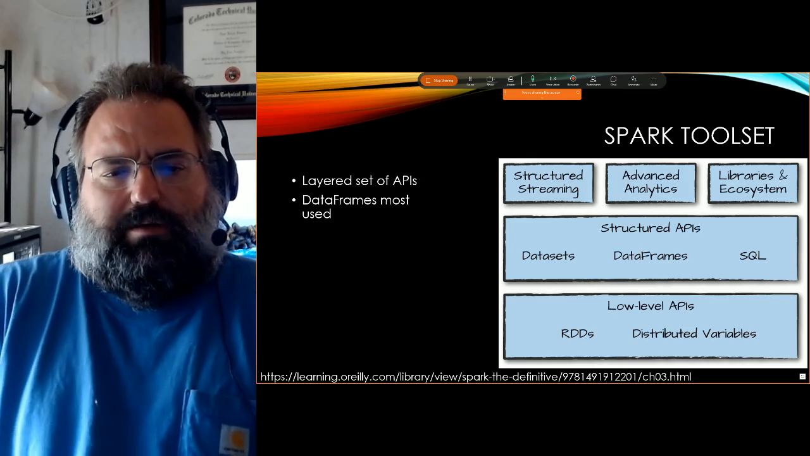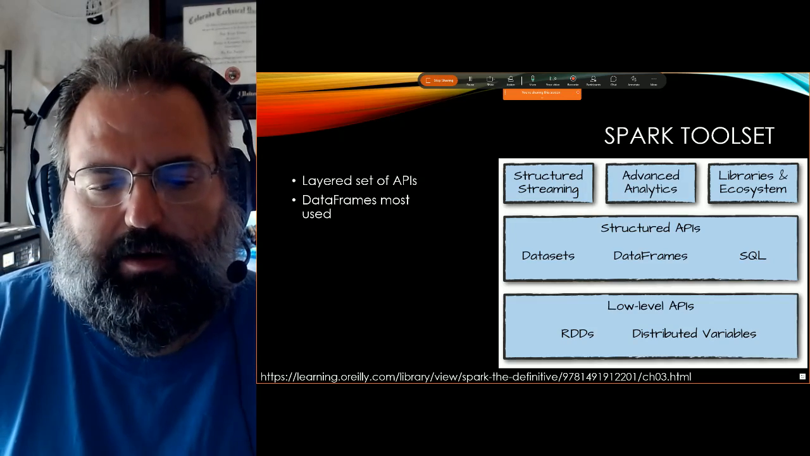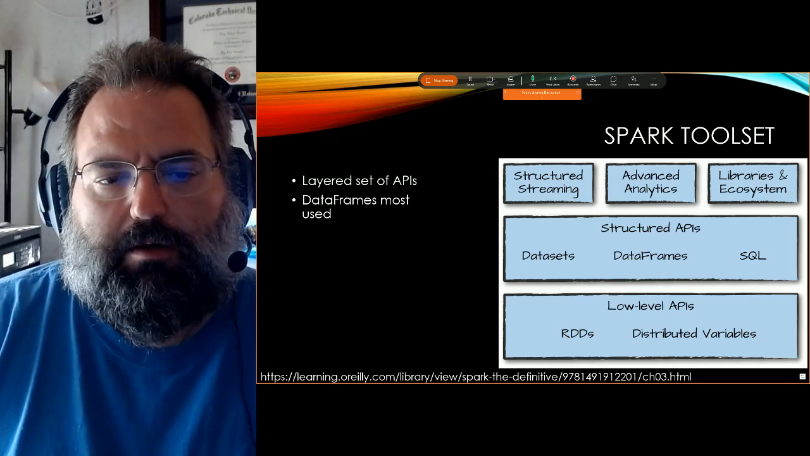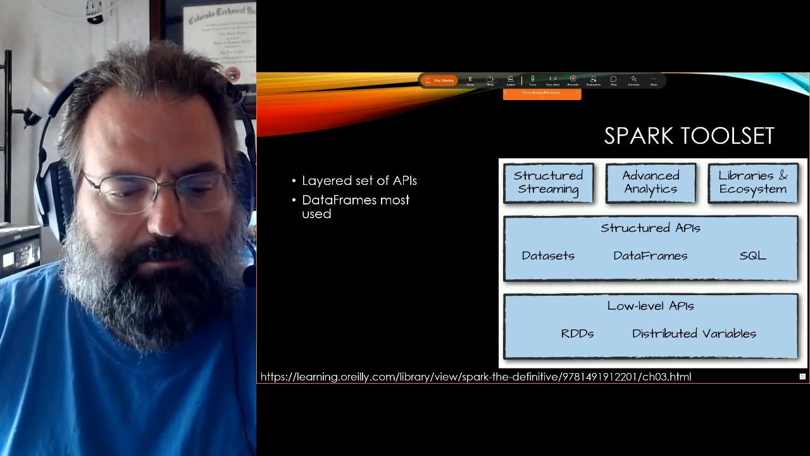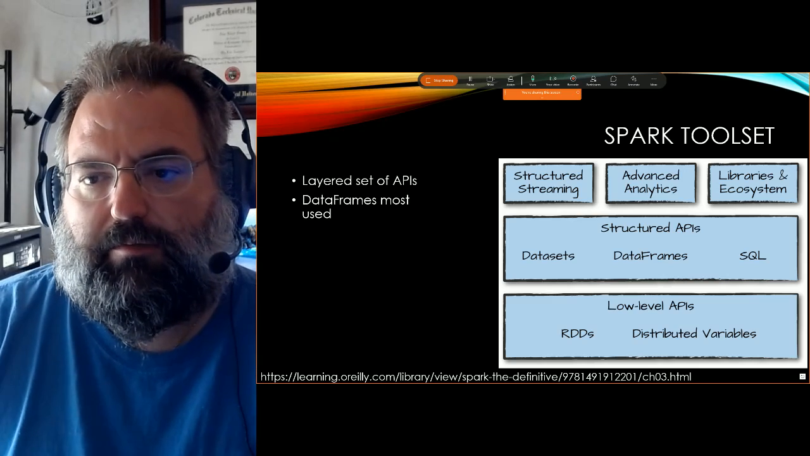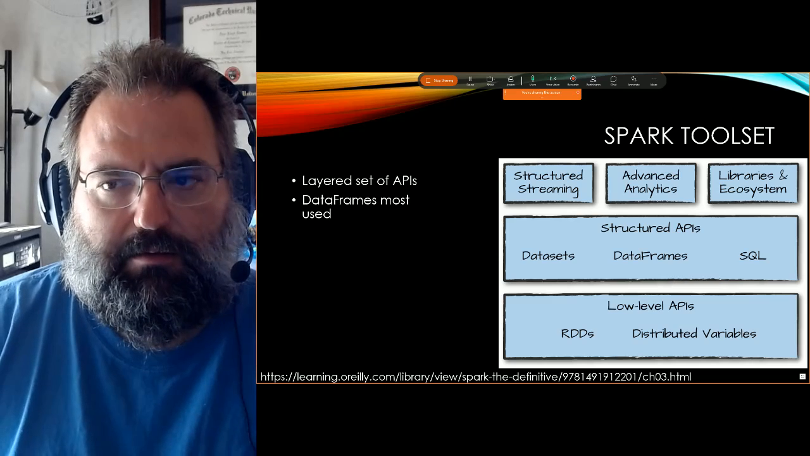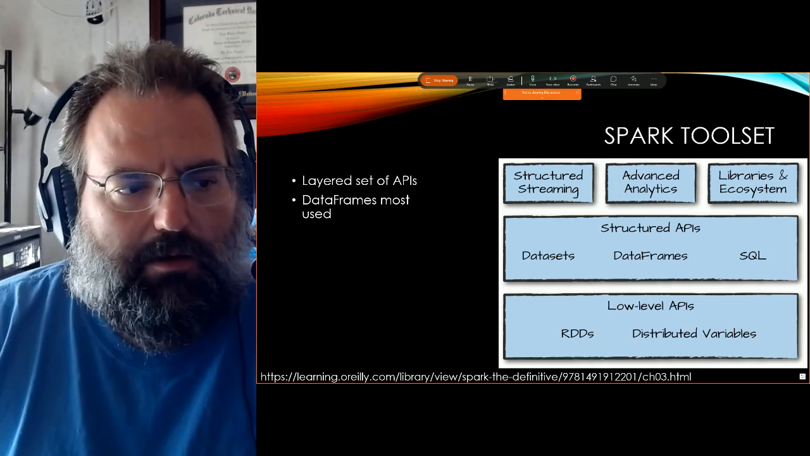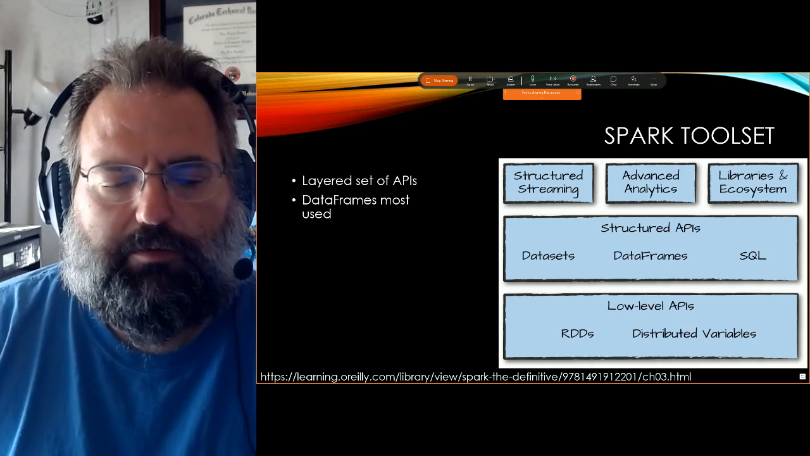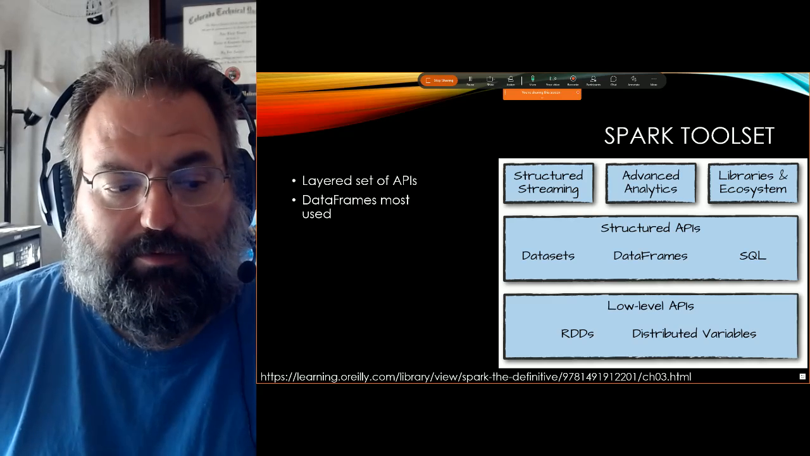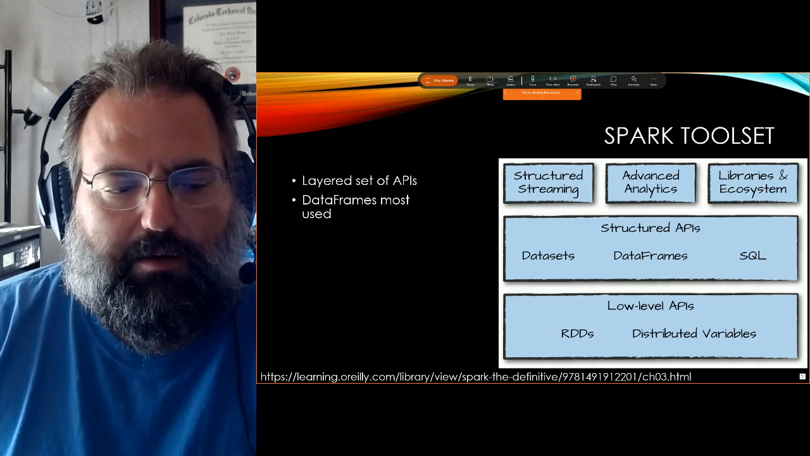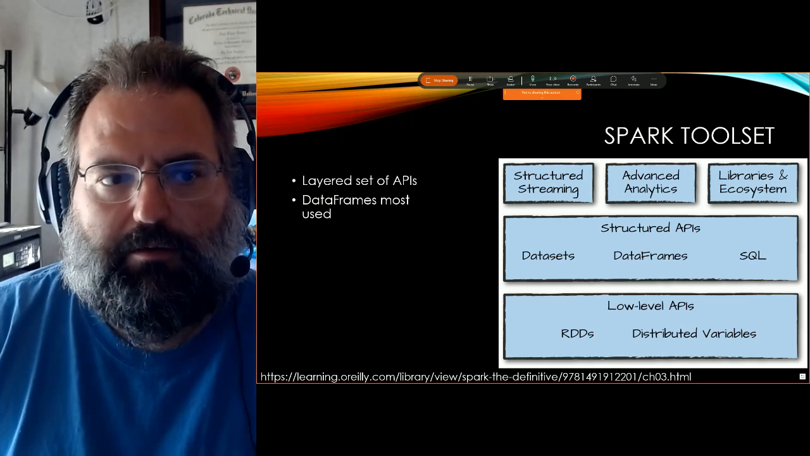So what is it from a different perspective? Looking at the layers of APIs. And this is taken from Spark, the Definitive Guide, definitely the book for Spark. So it is the one source to go to from a perspective of a resource, and it is available in our O'Reilly library, so worth taking a look at.